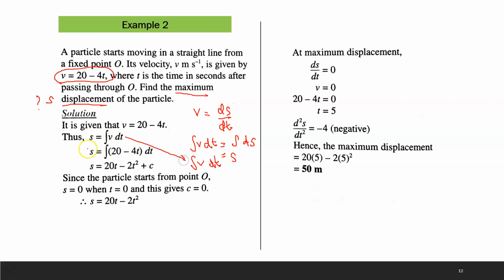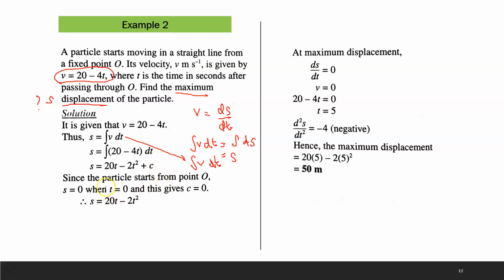Okay, so now you already know how to find your displacement. s equal to integration of v dt. So you just need to plug in what is your v. v is actually this one, kan? 20 minus 4t with respect to dt. So sekarang you need to integrate there. Kamirkan this one. Integrate 20, you get 20t. Integrate 4t, you get 2t square plus c. Remember, you will always have c because this is an indefinite integral.